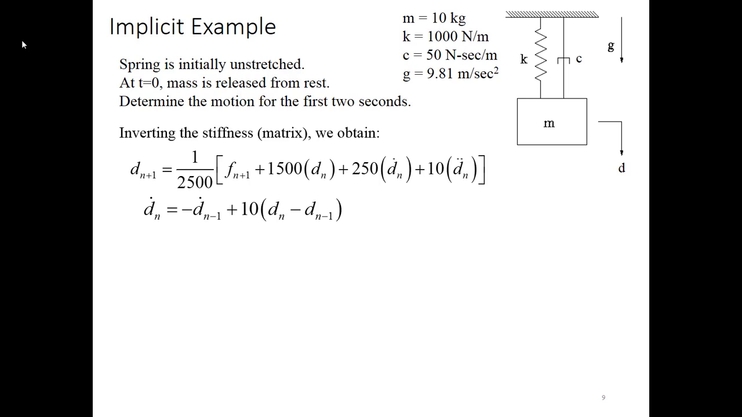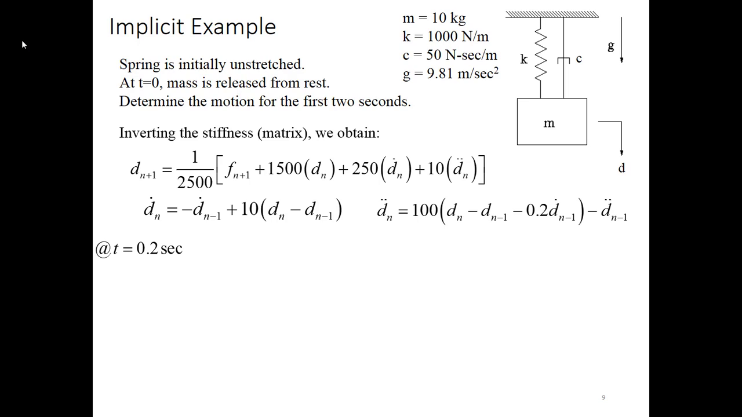I also need my speed expression. So here's the speed at the current time step based on the current and prior information, where I've also plugged in the delta t term. And then here's the acceleration at my current time step based on information at my current and prior time step, again where I've plugged in the delta t and the gamma and the beta.